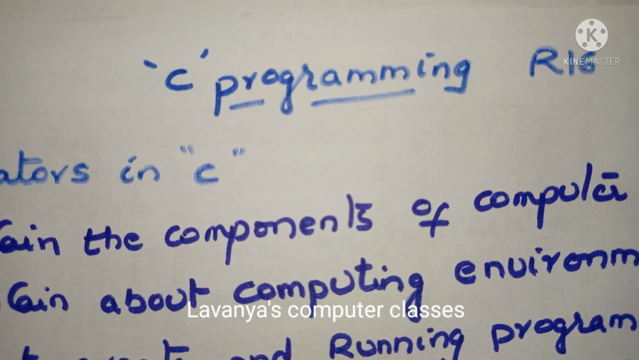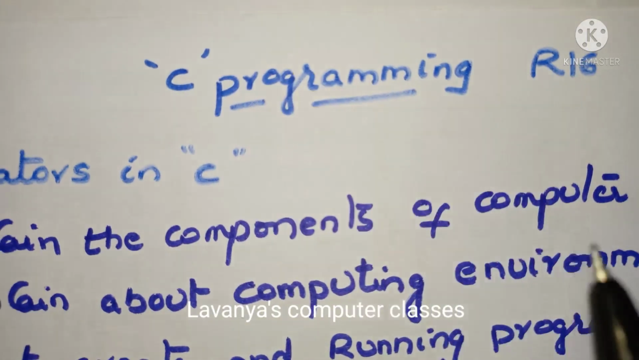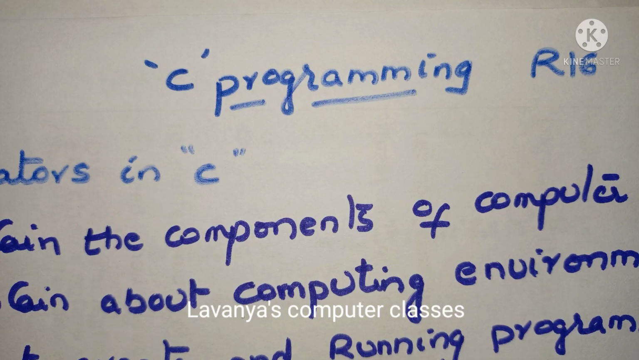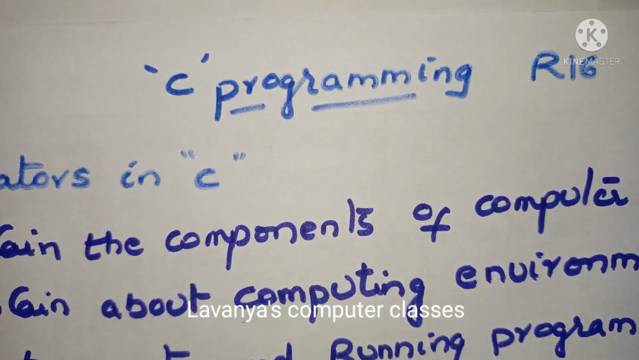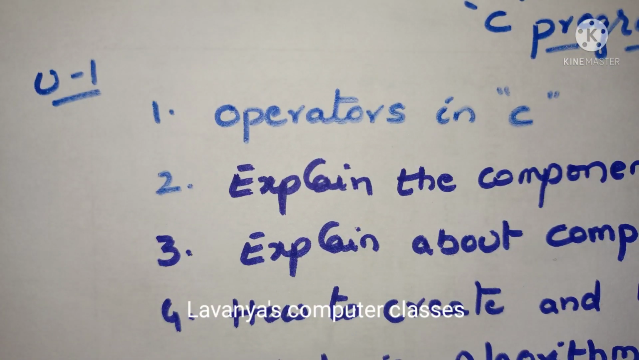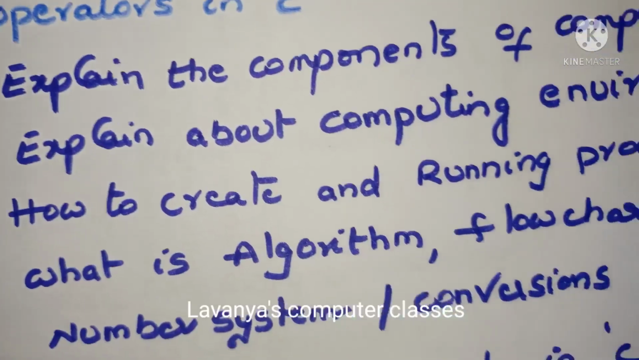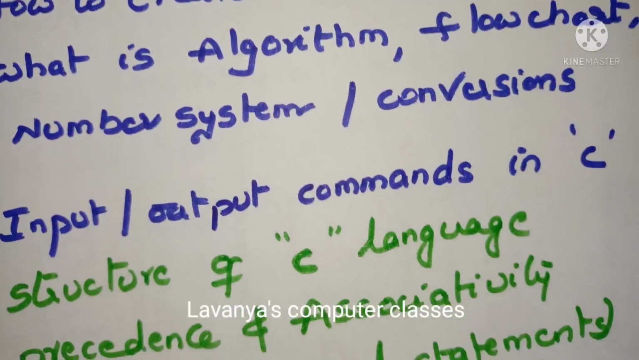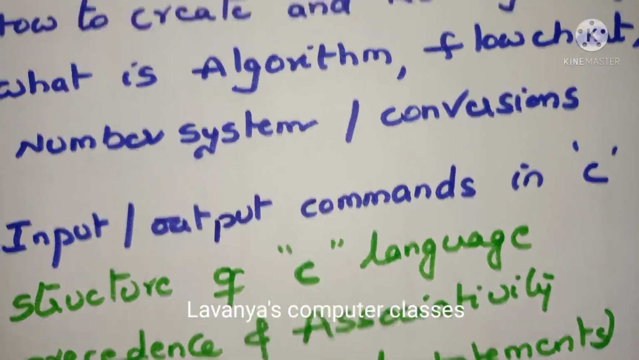This is the important questions for R16 batch CSE C programming. This is the requested video. Some students are asking to keep the important questions for C programming in R16 batch. So in the first unit you have some chapters. First chapter is totally introduction about computers, and second chapter is the starting of C language.